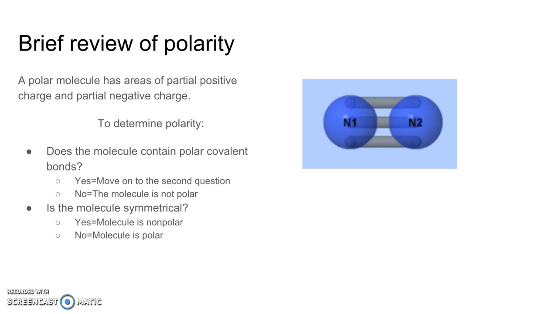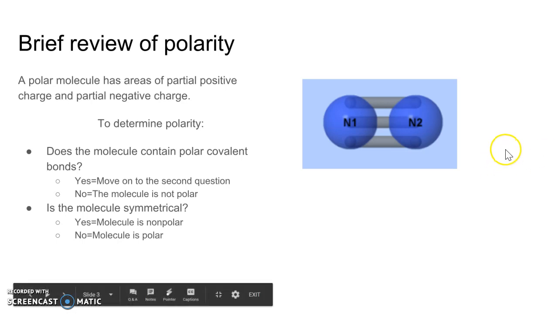And then the second question is, is the molecule symmetrical? If the molecule is symmetrical, yes, then you have a nonpolar molecule. And if no, the molecule itself is polar. So think of it honestly like a flowchart. You could really organize this into a flowchart as well. We're going to do a little practice with this before we move on.